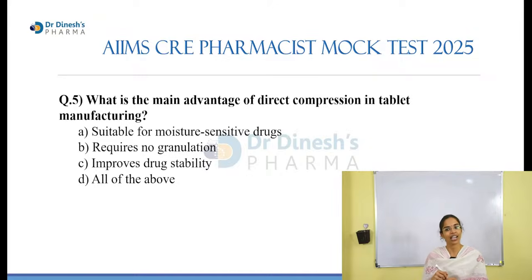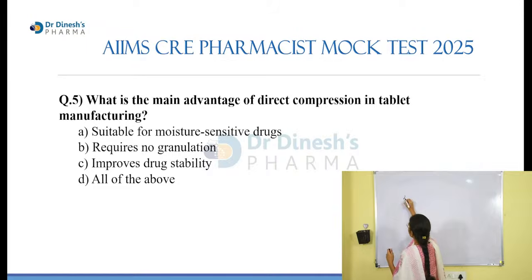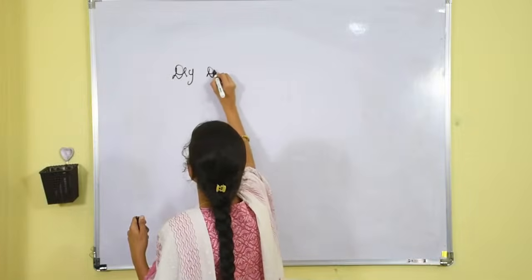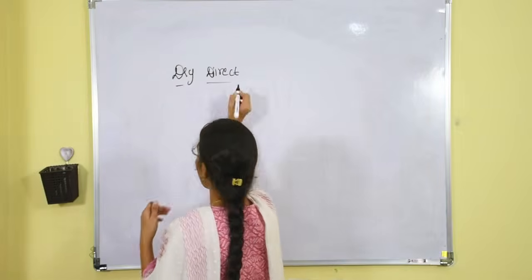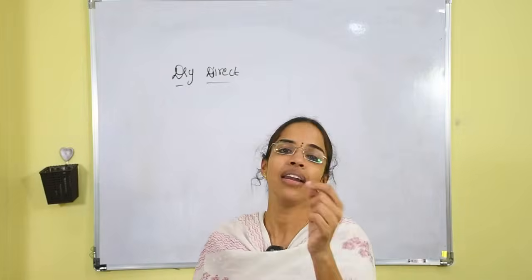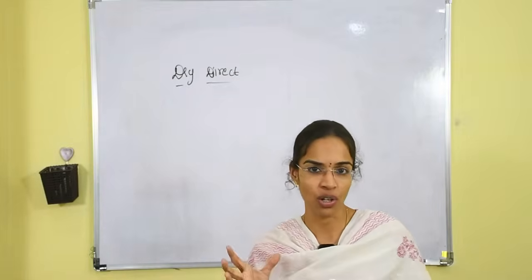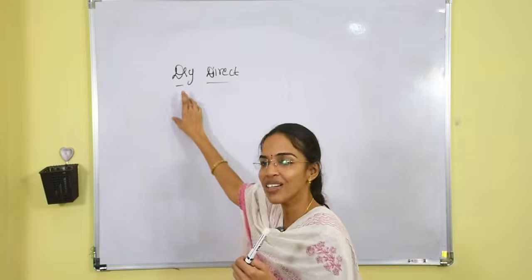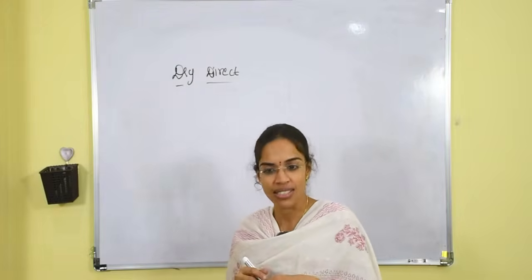So direct compression, definitely it is suitable for moisture sensitive drugs, because just now we have discussed dry granulation, wet granulation, and direct compression. So what are the methods suitable for moisture sensitive drugs? Both dry granulation and direct compression can be used, because in dry granulation there is no use of a liquid binder. So dry granulation and direct compression are both suitable for moisture sensitive drugs.